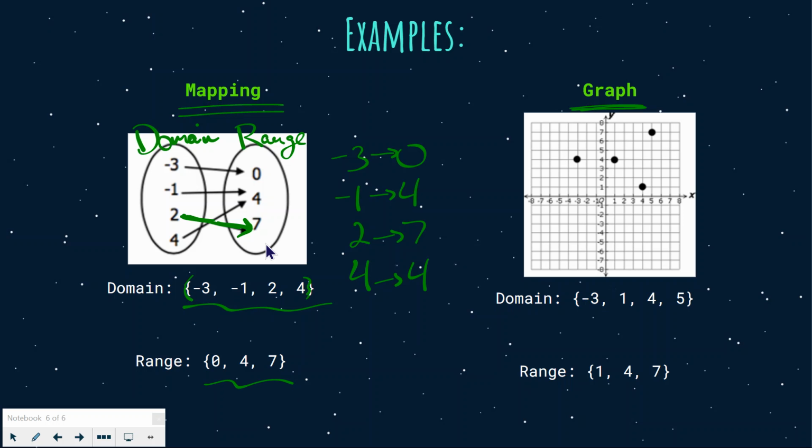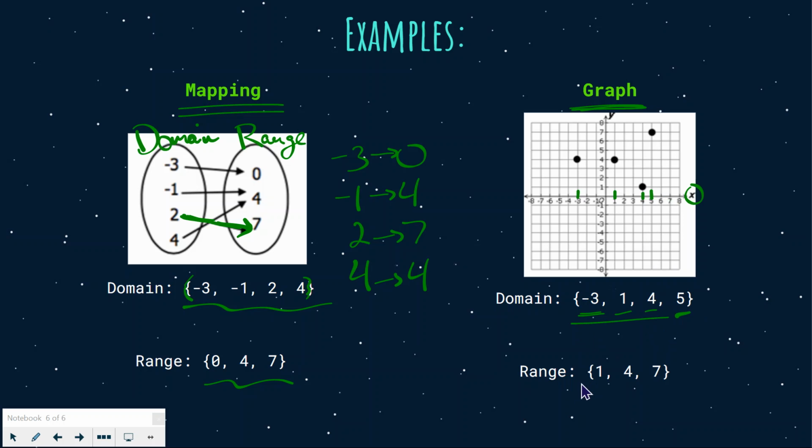Graph is a little bit trickier. You can list out all of these coordinates, but what I would really do is look at what domain means: the x value of each of these coordinates. So I'm just going to look at the x value, going down to -3, down to 1, down to 4, and down to 5. Those are the x values of each of those points. I'm just basically tracing it down to the x-axis. -3, 1, 4, and 5. Those are my x values or domain values.